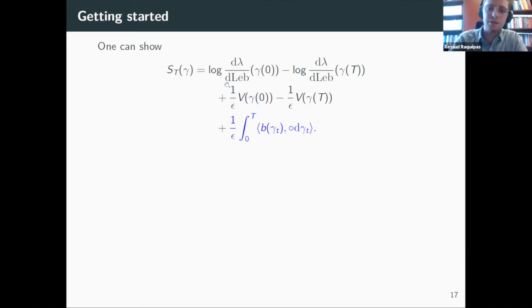When is the second line non-negative? Well, it's non-negative when your curve goes from a point of high potential to a point of low potential, meaning that in this movie that you're being shown, you indeed go down the potential well, which makes sense for an original movie. Now there's this last term.